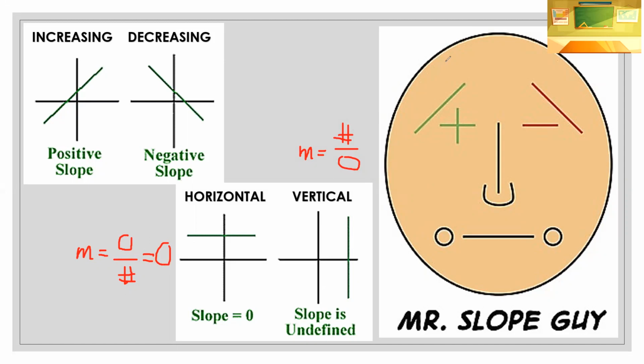Okay po? So, ngayon, alalahanin nyo rin si Mr. Slope Guy. Ito ang eyes niya, increasing, positive. Pag negative, pababa. Sa may bandang ilong, yan yung undefined, patayo. Tapos kapag pahiga, 0 ang slope. Isang way yan para maalala niyo yung mga graph. Okay? So, 4 lang naman yan, madali na.